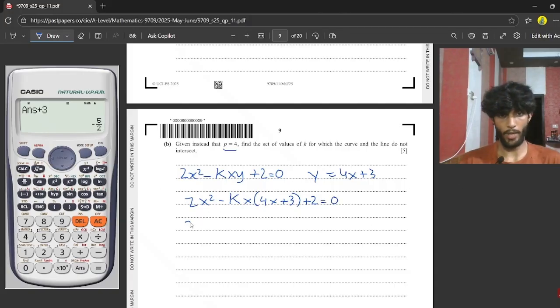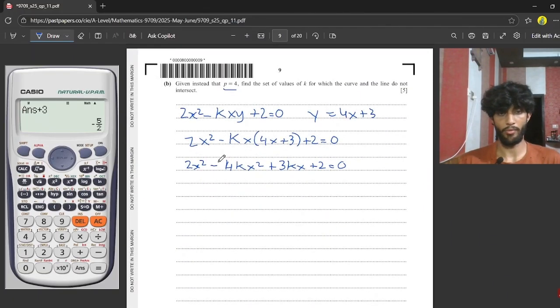So we can do a little bit of expansion over here. This is 2x squared, minus 4kx squared, and then plus 3kx plus 2 is equal to 0. Perfect. Now we can take this x squared out as common. And so we are going to have (2 minus 4k)x squared plus 3kx plus 2 is equal to 0.